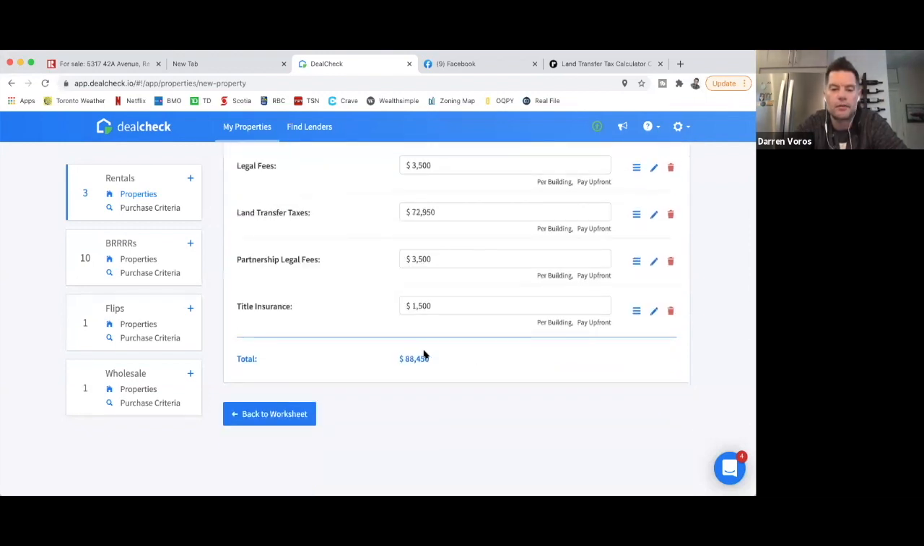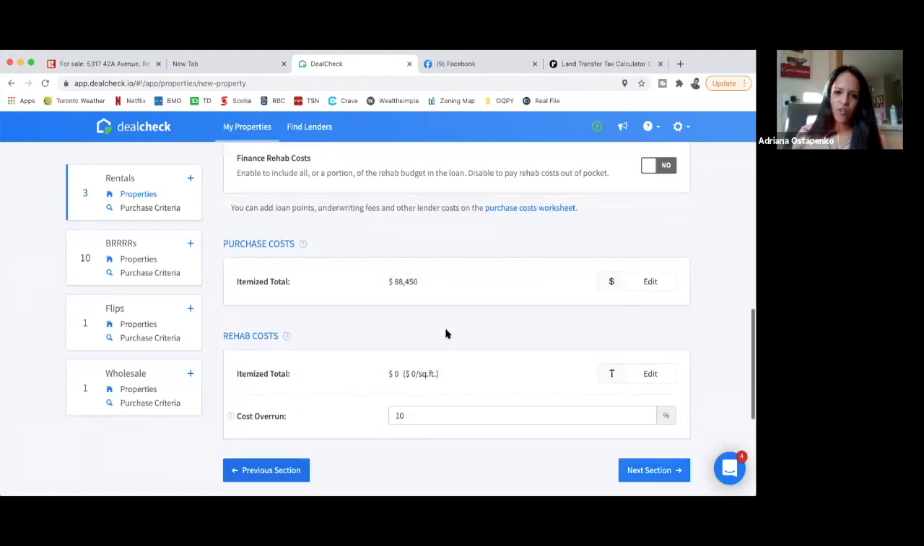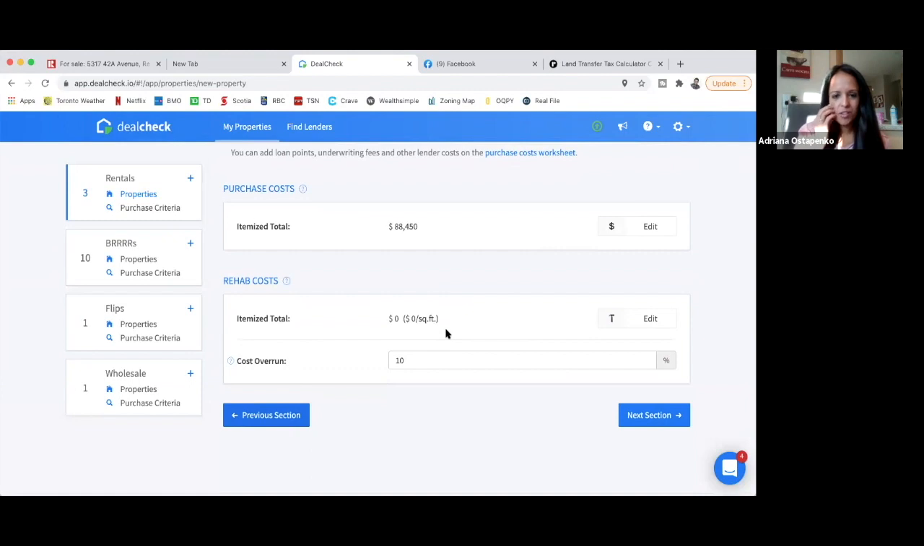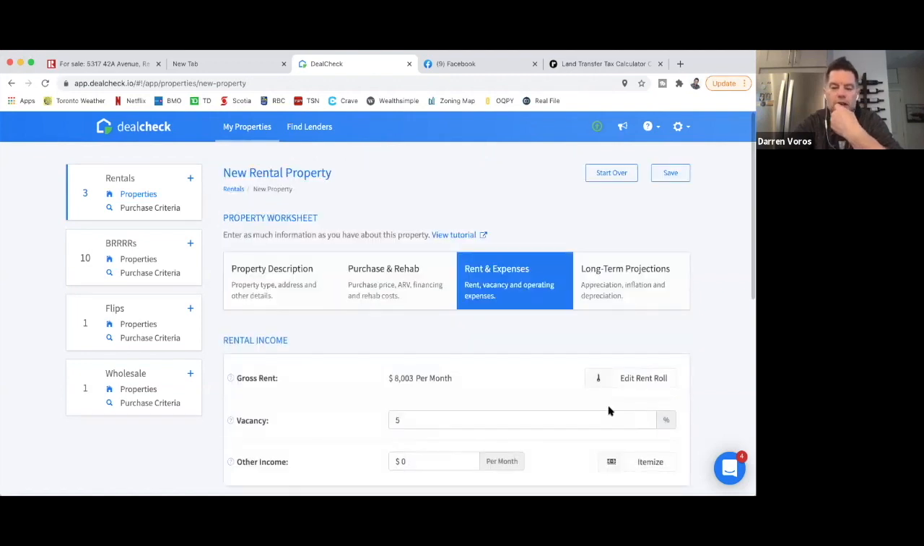So now we have our total. And we're going to go back to our worksheet. So these are our purchase costs. These are our acquisition costs alone for this building. That's right. And we haven't even included the down payment yet because we haven't implemented the purchase price yet, right? So we're not doing any rehab costs as of right now. So I'm just going to go to the next section.